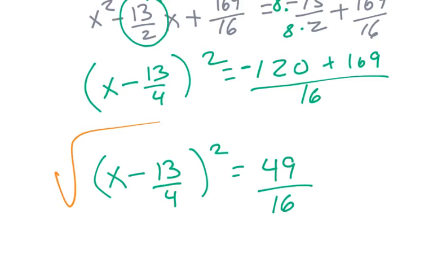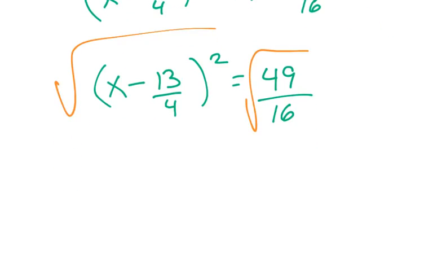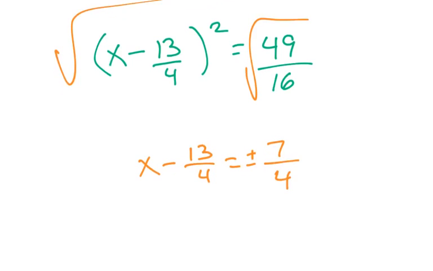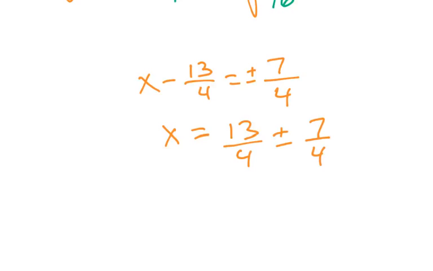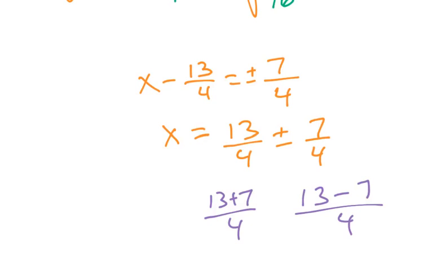And now when I take the square root, we get x minus 13 over 4 equals 7 over 4 plus or minus. And then I will add 13 over 4 to the other side, so I have 13 over 4 plus or minus 7 over 4. Now, we haven't had this emerge yet, but this situation is actually really nice because we can actually solve these out, right? We can break these down.